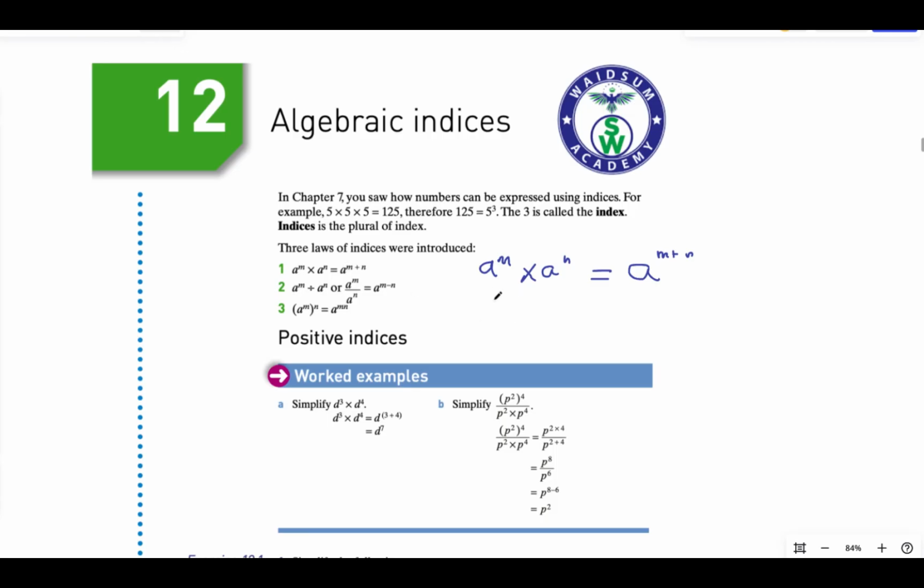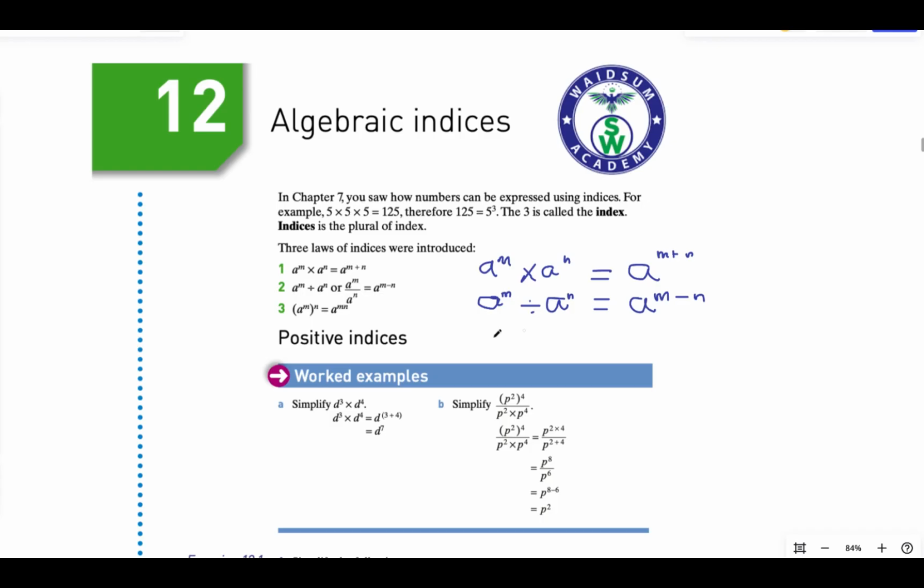Now we go to the second law. For the second law, instead of multiplication, we have division. When we have a to the power of m divided by a to the power of n, this is called the second law of indices. When we have a division and the bases are the same, we write the base and subtract the powers. We subtract the second power from the first power, m minus n. This is the rule for the second law.